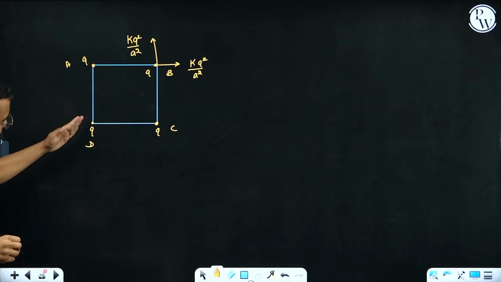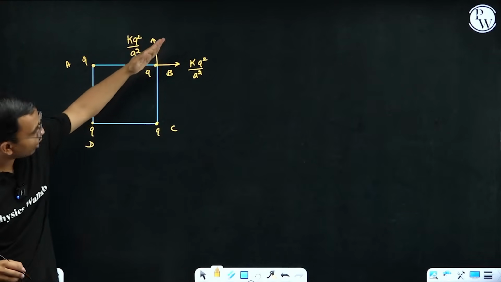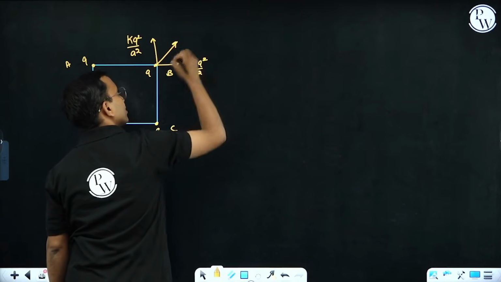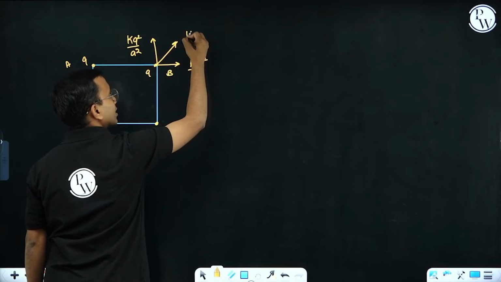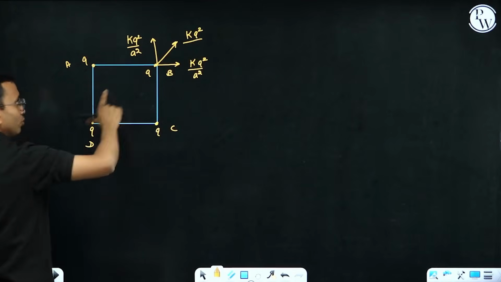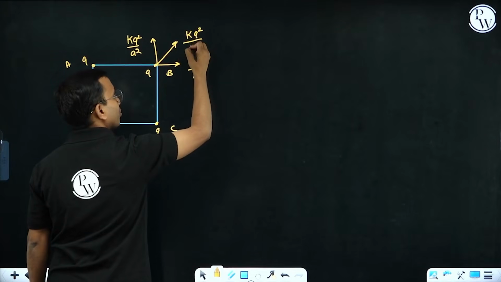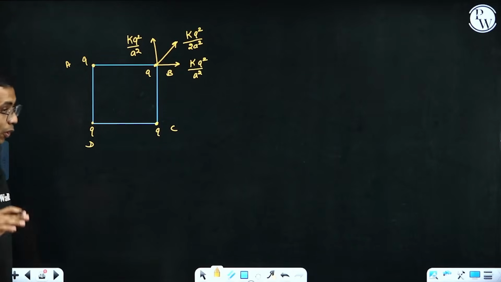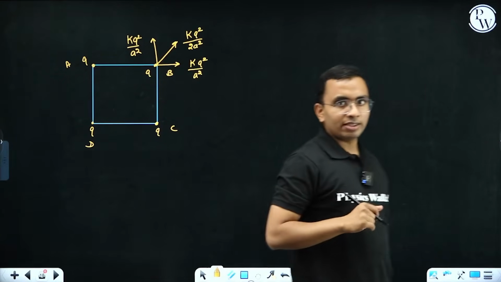Okay. Now due to this D charge, the force will be along the diagonal. How much is that? K Q square divided by the distance, which is A root 2 here, so A root 2 squared will become 2A square. Now I have to take the vector resultant of these 3 vectors.